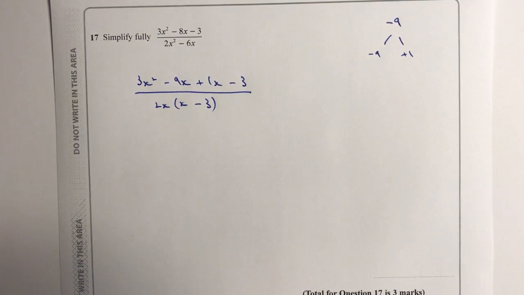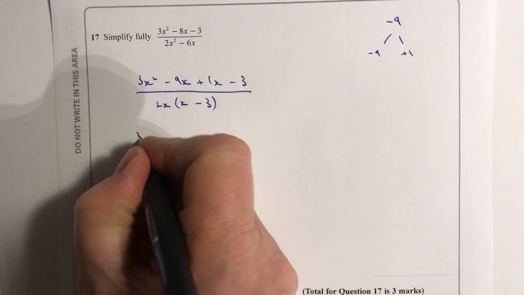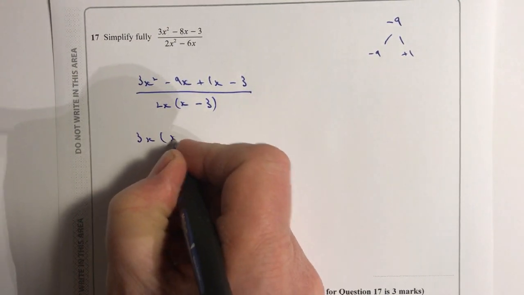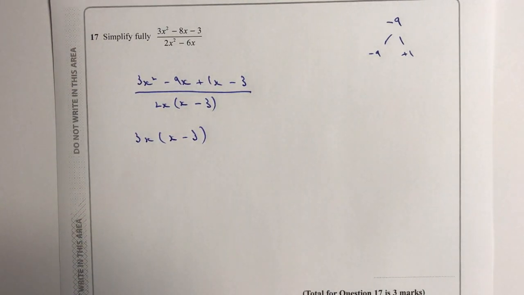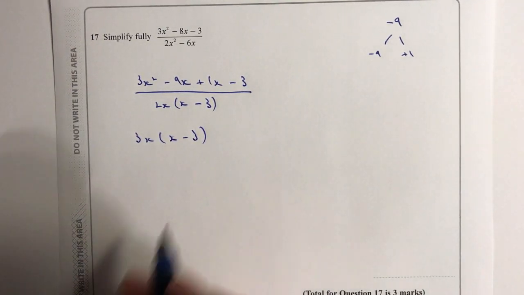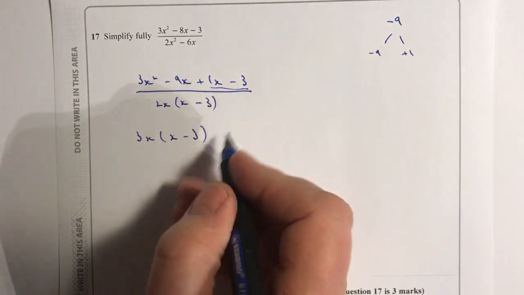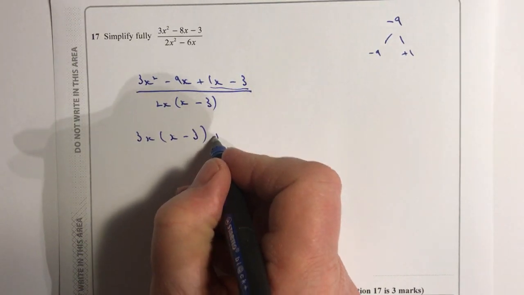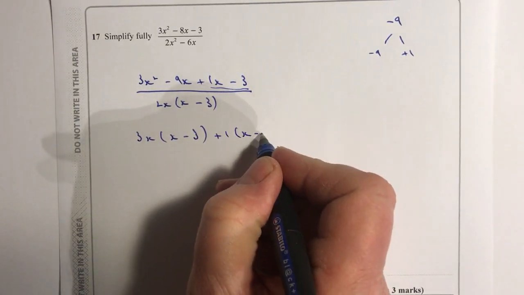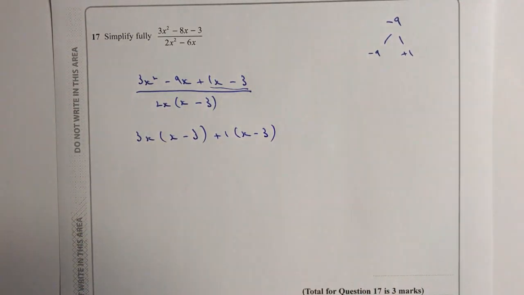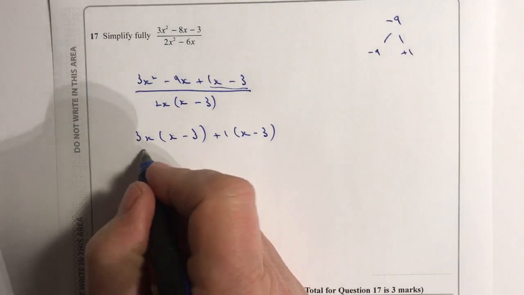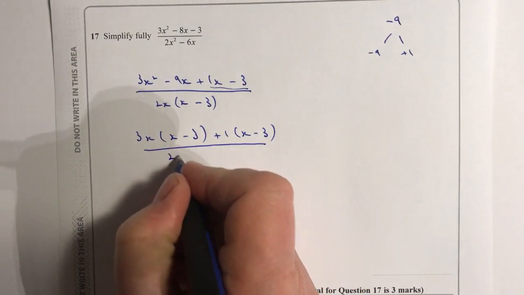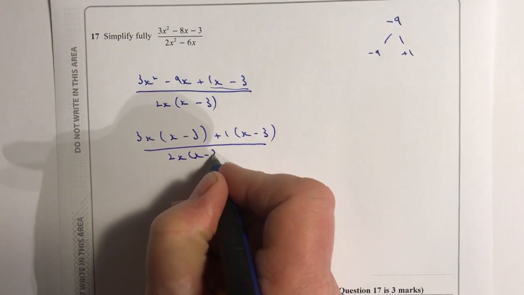Now if I factorise the first two terms, for 3x, what I get is, guess what? x minus 3. Okay, well that's really helpful for me, because I know then that I can factorise the second two terms also by 1, and I get also x minus 3. And then at the bottom I've still got this 2x times x minus 3.